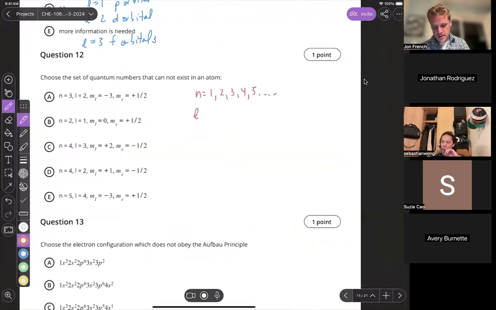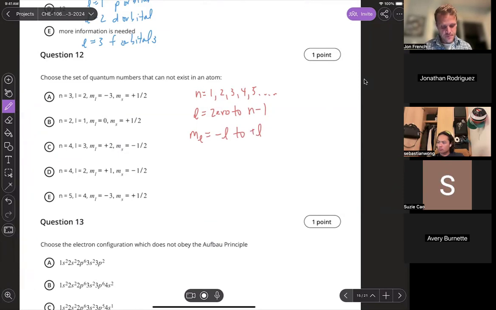L can be 0 to n minus 1, and then ML can be negative L to positive L. So if n is 3, L can be 2, that's fine. If n is 2, L is 1, that's fine. N is 4, L is 3, that's fine. 4 to 2, that's fine. 5 to 4, that's fine.